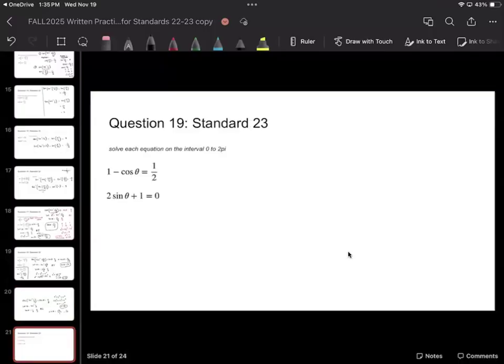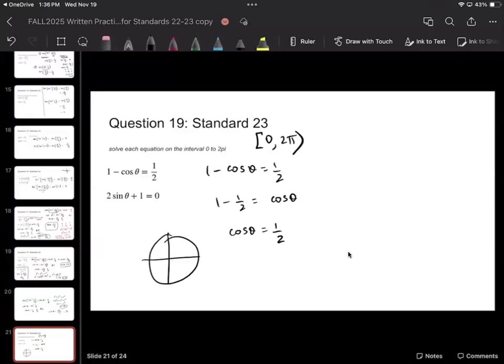All right, I'm solving the equation now. 1 minus cosine theta is 1/2, which means 1 minus half is cosine theta, or cosine theta is half. They want the answer in the interval 0 to 2 pi. Okay, so then look at your unit circle. Where is cosine positive? Quadrant 1 and quadrant 4. This angle is pi over 3. This angle is 5 pi over 3. So the answer will be pi over 3, 5 pi over 3.